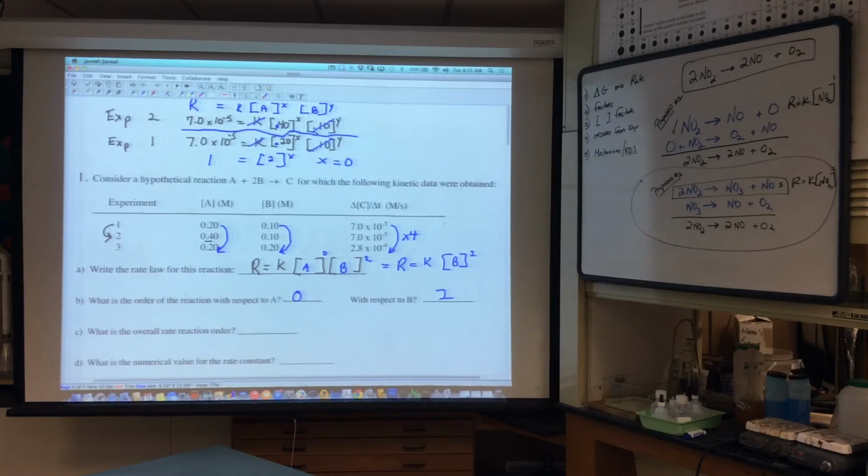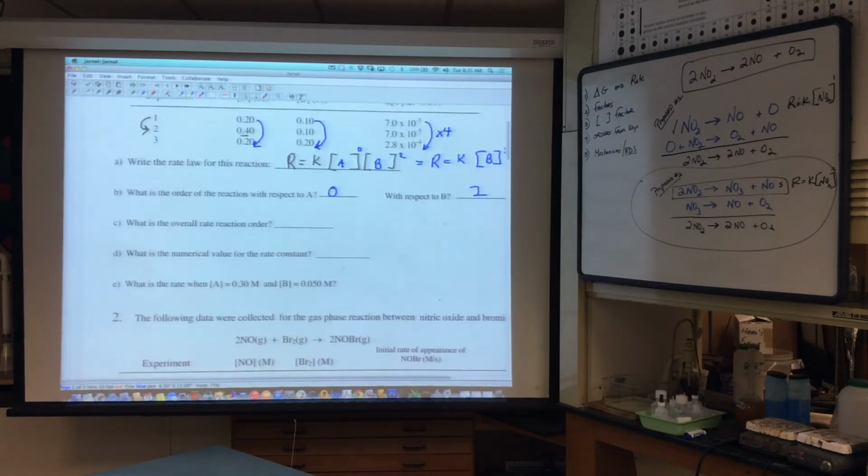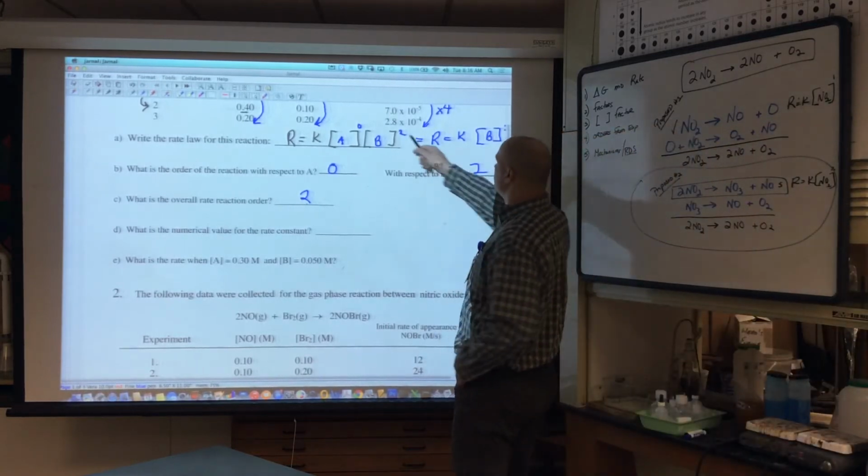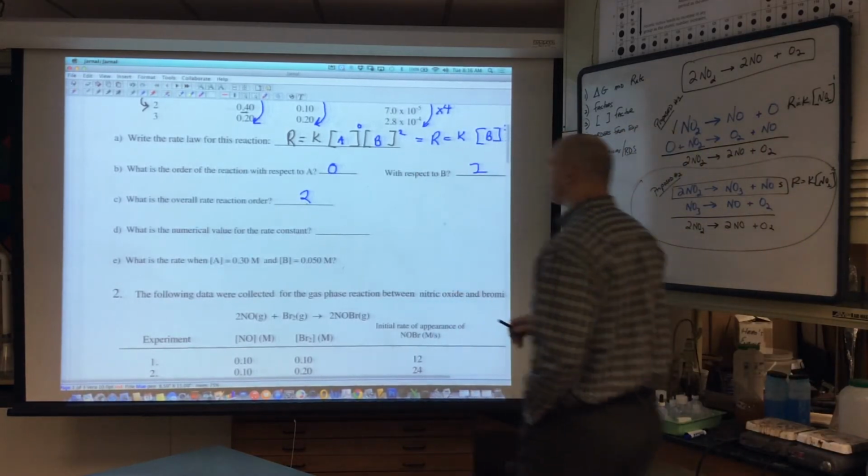What's the overall rate order? Well, 2 plus 0 is what? The overall reaction order is 2. It's the sum of the exponents always. Or just 2 if you want to think of it that way.